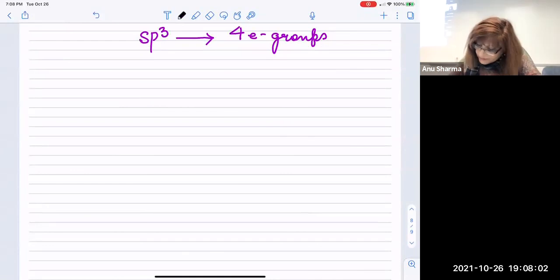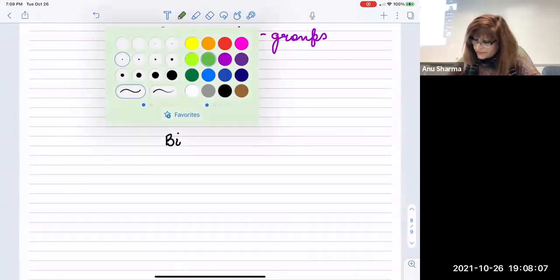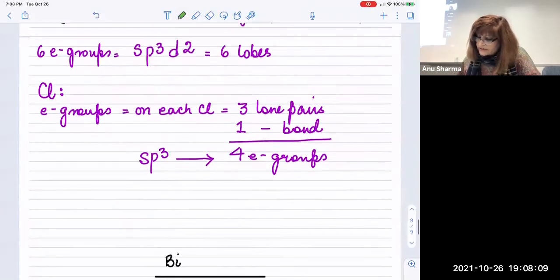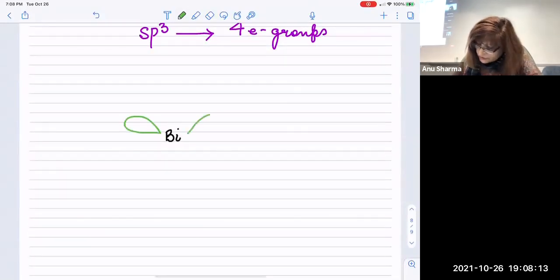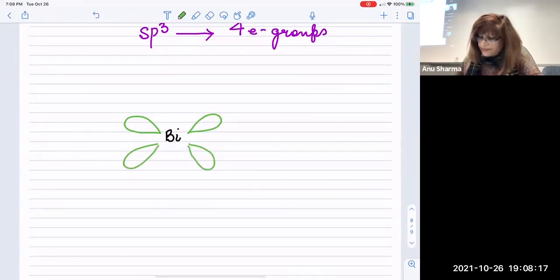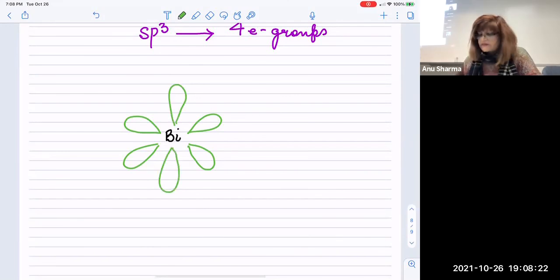So here is your bismuth and there are six lobes on bismuth. So that means like a bread. 1, 2, 3, 4, four corners of the bread, and then pierced bread, 5 and 6. Okay, that's the bismuth.